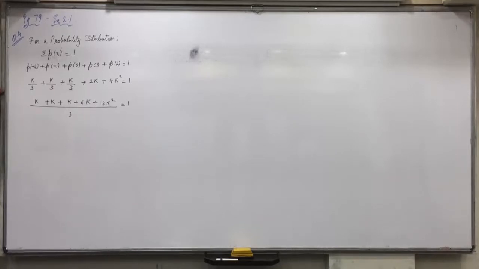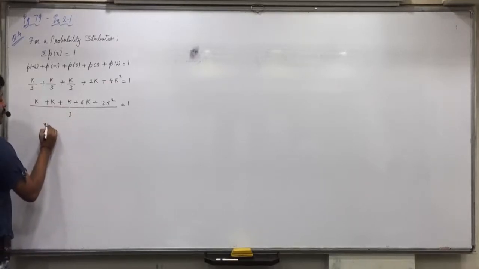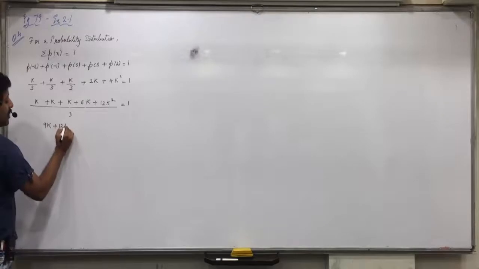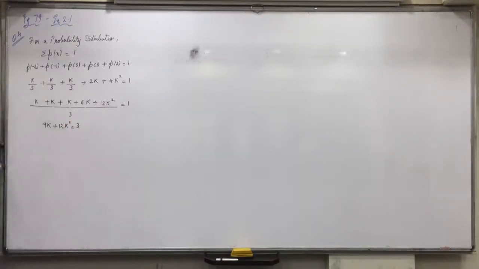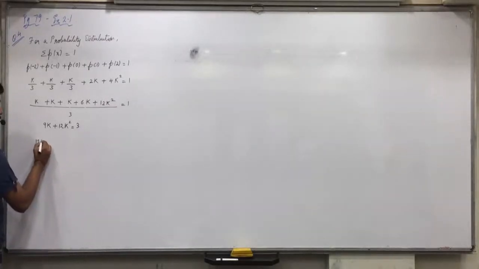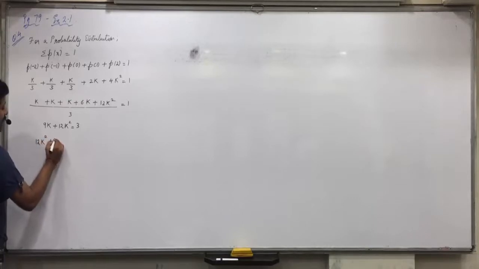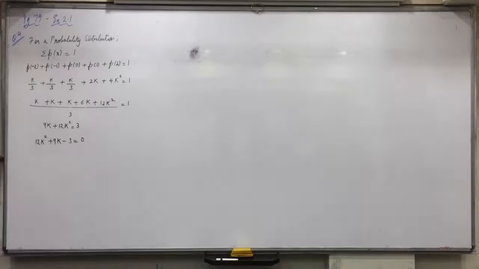Then, Akanksha. 9k plus 12k square upon 3 equals to 1. Yes, k plus k, 3k plus 6k. 9k plus 12k square. I can do one more thing. 3 into 1, 3. Did you understand this? Anyone not clear up till here? Now we have to bring 3 on the left side and write it in the exponential order. So 12k square plus 9k minus 3 equals to 0.